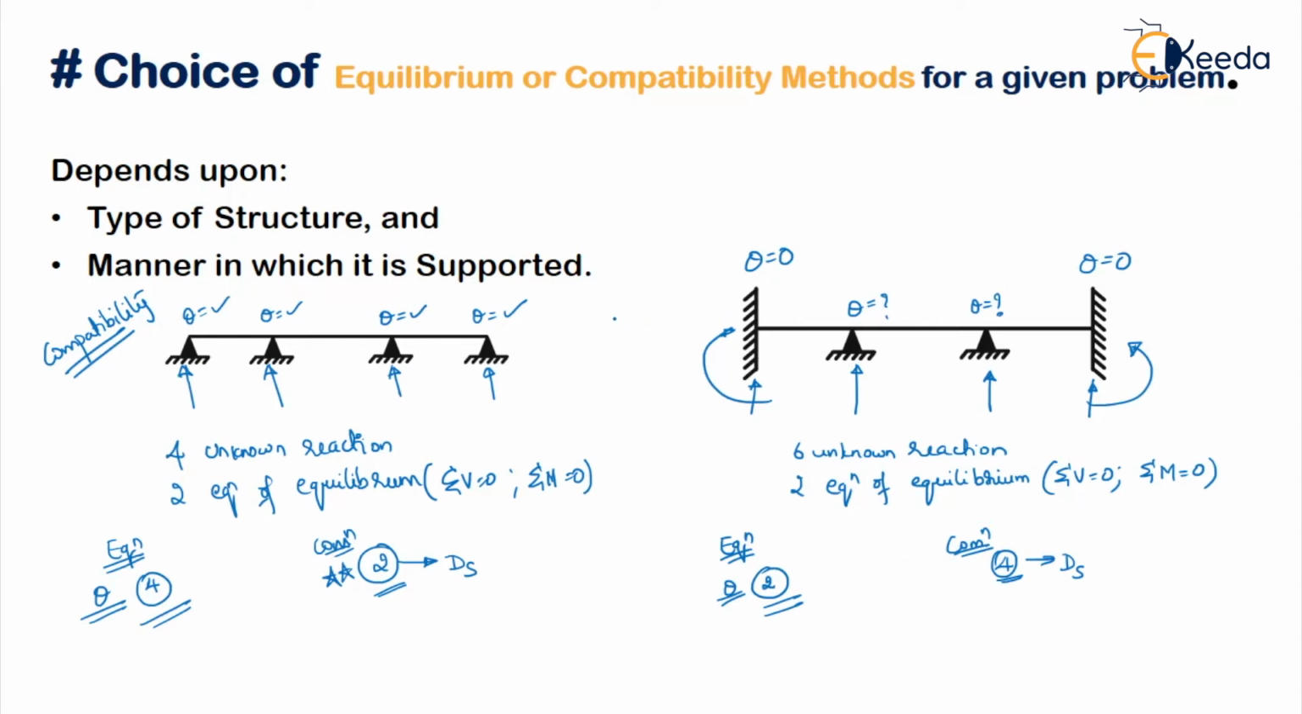So in this particular case, choosing the equilibrium method is easier. Based on the type of structure and the types of supports, we have to decide which method we need to choose. So hope you have understood this. Now let's move further to the next topic.